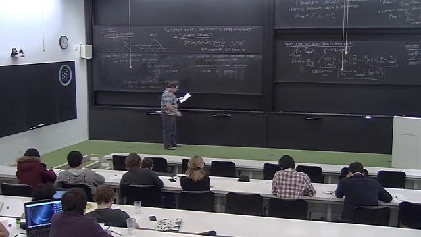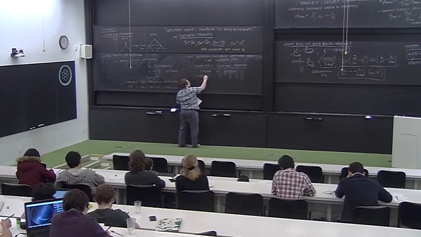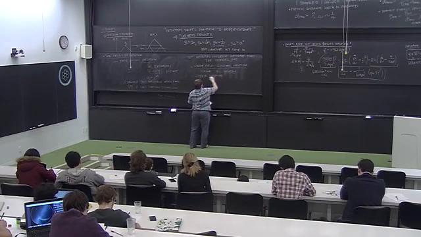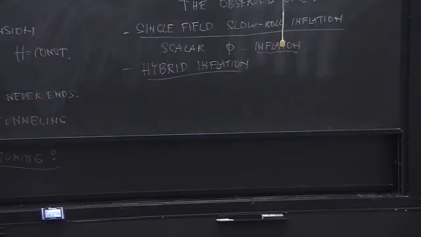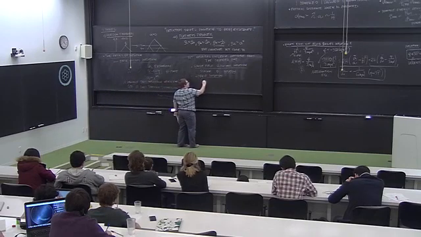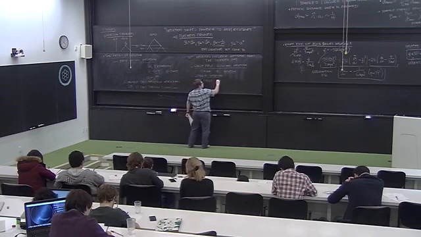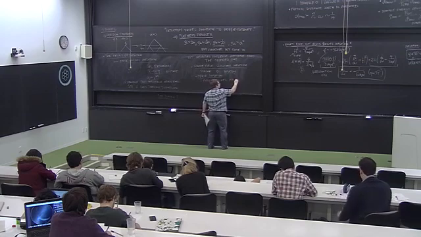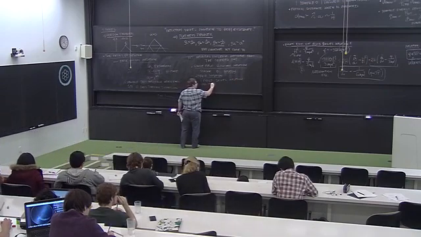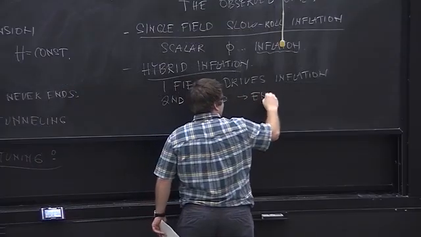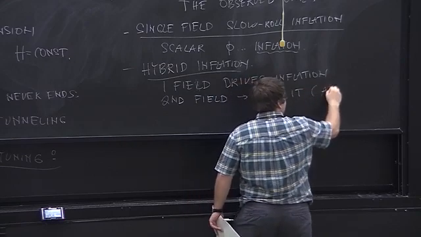Okay, so another possibility is called hybrid inflation. Basically the next possibility is that you start putting in more and more fields. For example, in hybrid inflation, the simplest way is you have two fields. One of them is basically like the Higgs boson, so it gives mass to the other field. And once the original field, which is driving the inflation, becomes massive, inflation ends. So one field drives inflation, and the second field ends it, let's say through the Higgs mechanism.